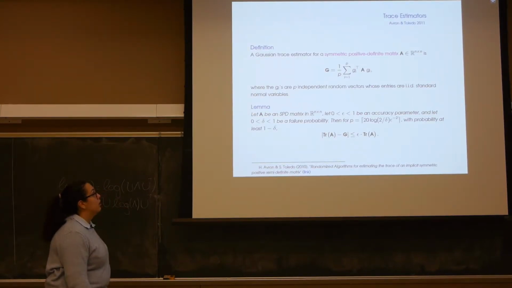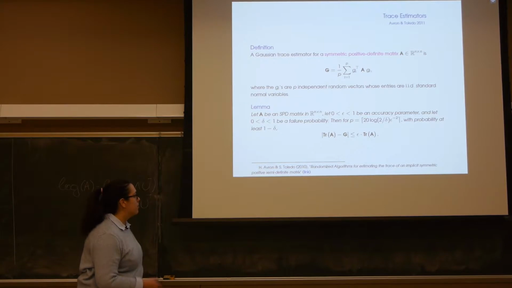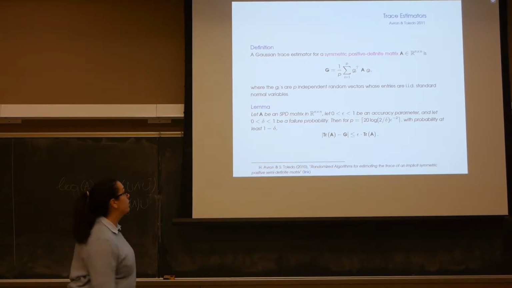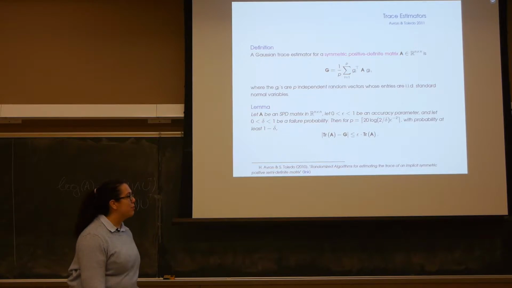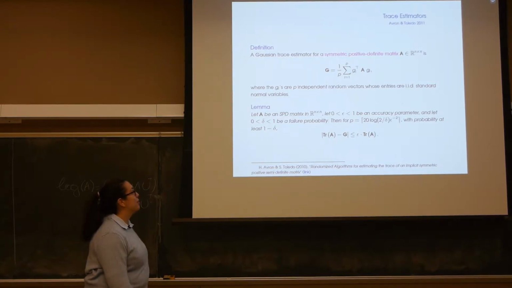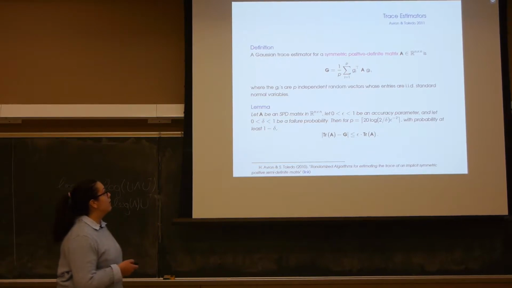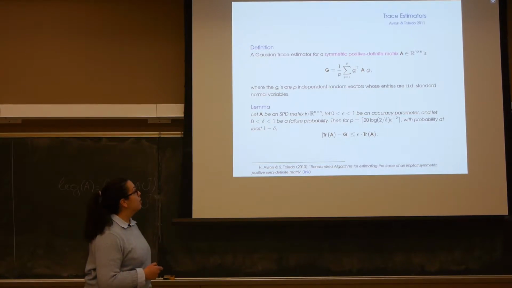Let me give you a definition of the trace estimator we are using. It's from a work of Avron and Toledo, the results that we are using. This is the simplest randomized trace estimator that someone can have, and it's the Gaussian trace estimator.